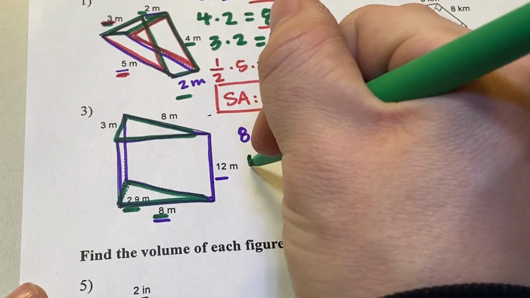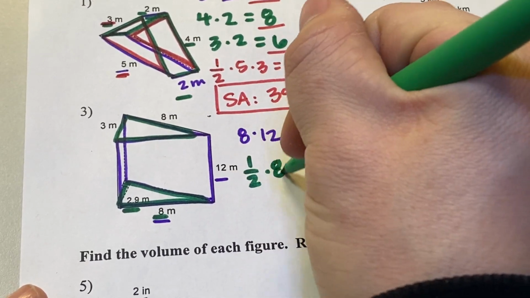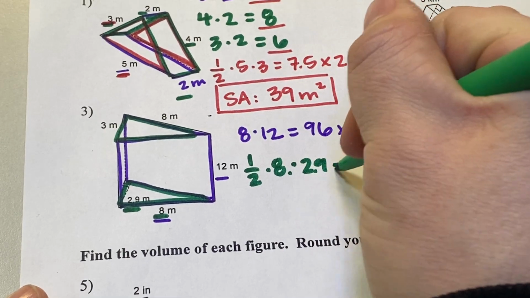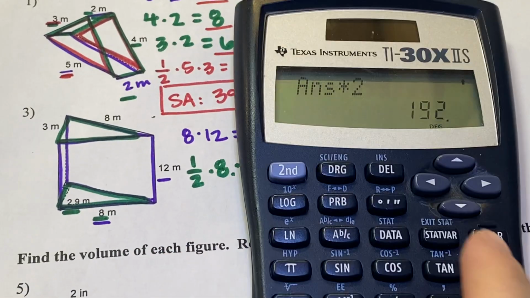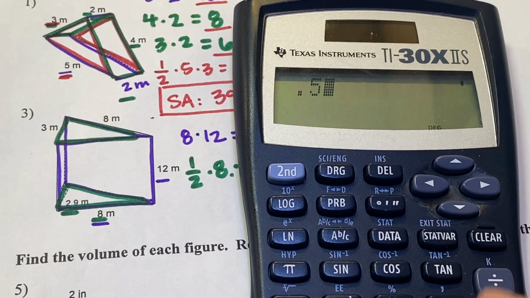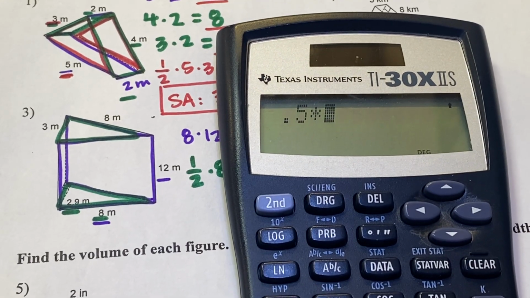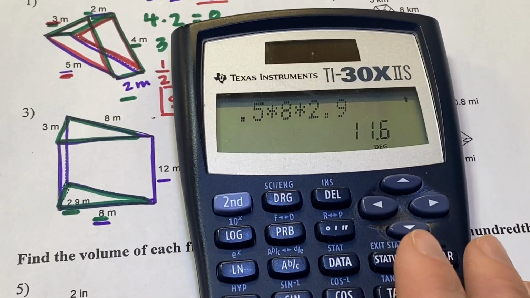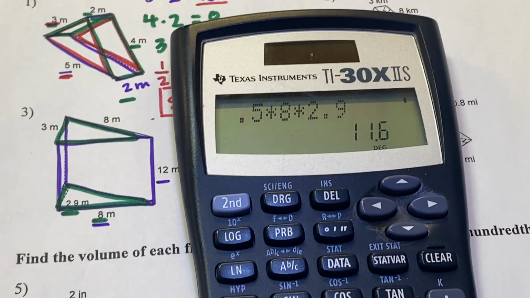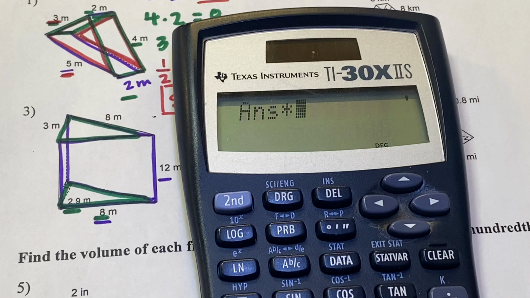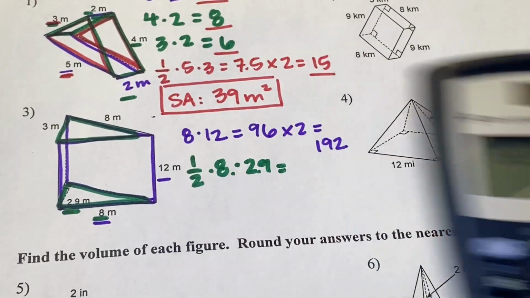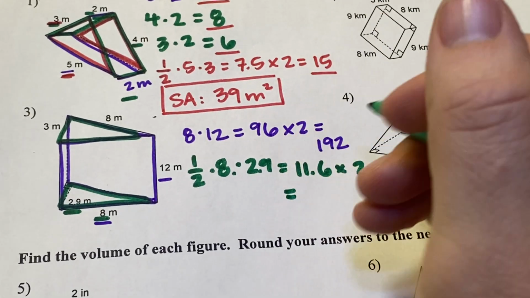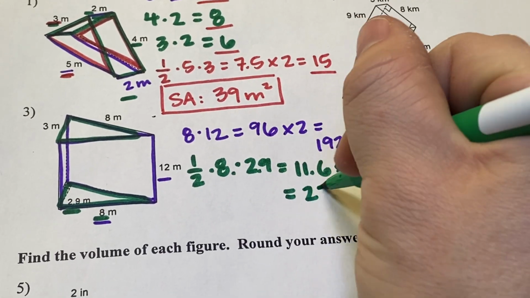So now we have 1/2 times my base, times my height, 2.9. Go in my calculator. Yep, 1/2 times 8 times 2.9, and I get 11.6, but there are 2 sides of those. So let's just take that 11.6 and multiply it by 2. 11.6 times 2 gave me 23.2.